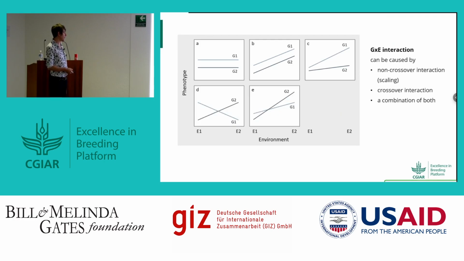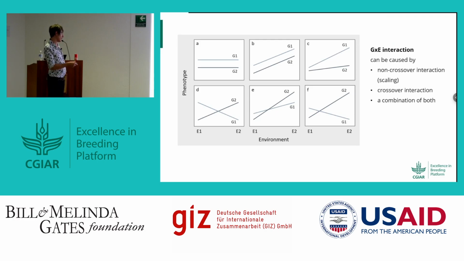Unfortunately, the next 3 are what we generally discover. A change either only in ranking or a change in ranking and scaling. And this, again, makes it difficult because it means that if we develop a variety, the variety that we want in environment 1 is different from the variety that we want in environment 2. Did I say 2 here? 1 and 2.